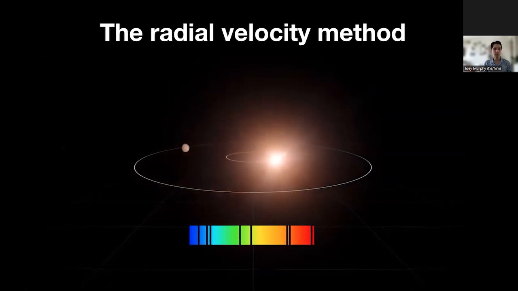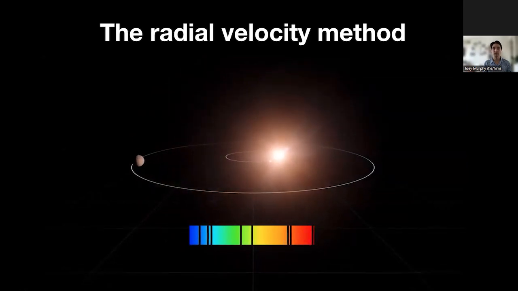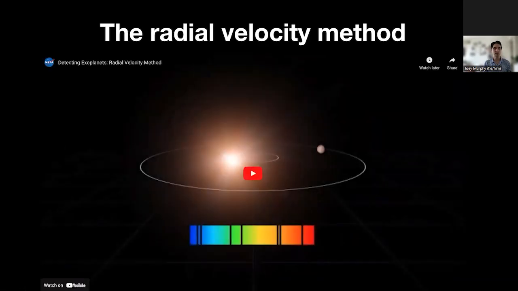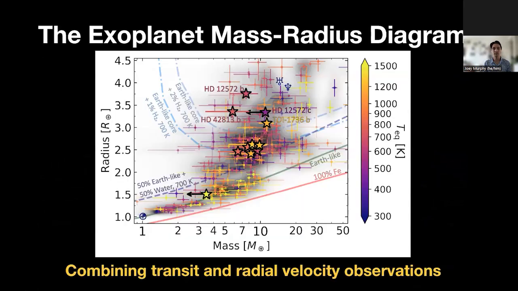Using the Doppler effect, we can measure the magnitude of this oscillation by looking at the change in the wavelengths of the stellar absorption lines. Ground-based observatories like Keck have instruments that can measure the back and forth motion of absorption lines in stellar spectra and translate those measurements into a planet mass.